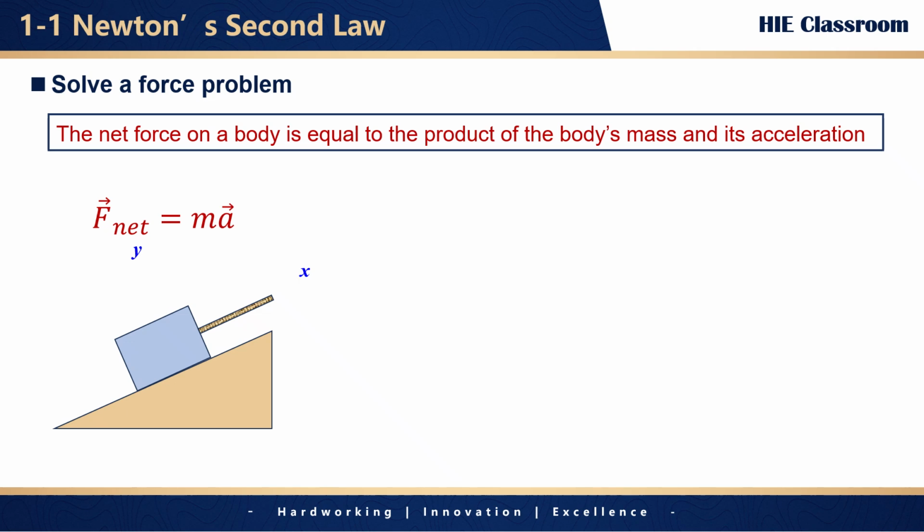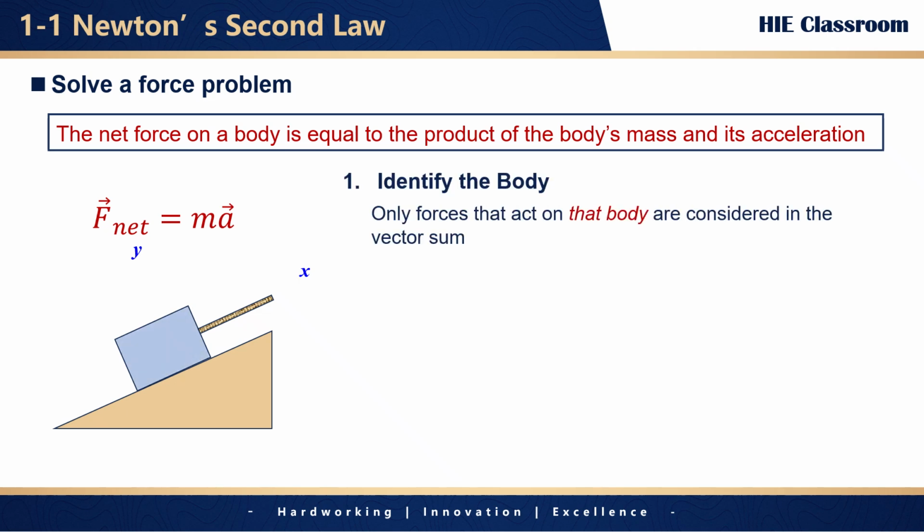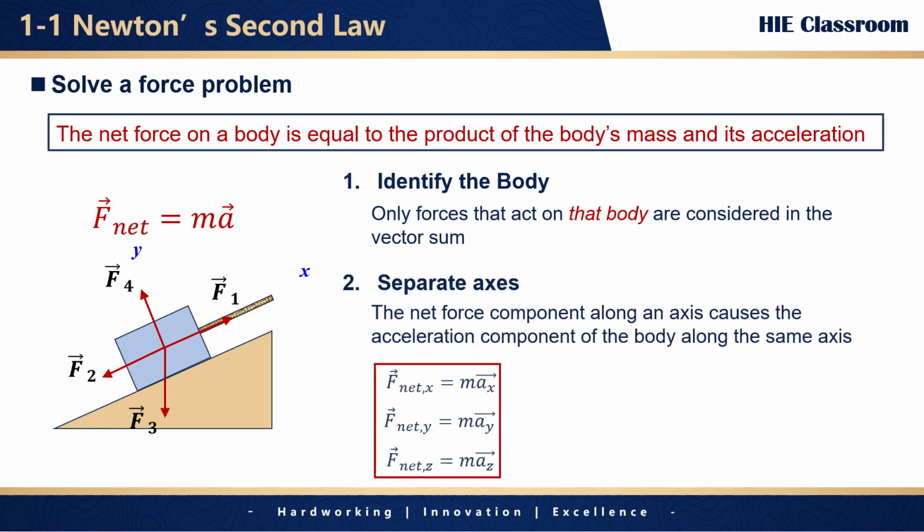Okay, now let's see how Newton's law is applied to solve our force problem. Here we have a cube on a slope. First, we need to identify the body and find all the forces acting on that body. Here we have a dragging force F1, and a friction force applied by the slope, F2. It is opposite to F1. Then the body has its own gravity, which we term F3, and a support force from the slope termed F4. Once we find all the forces on that body, go to step 2, separate axes.